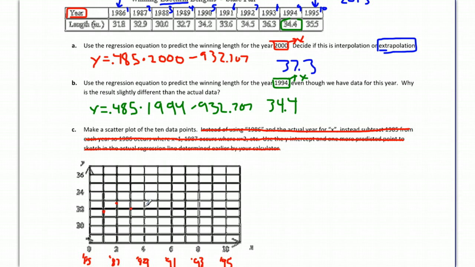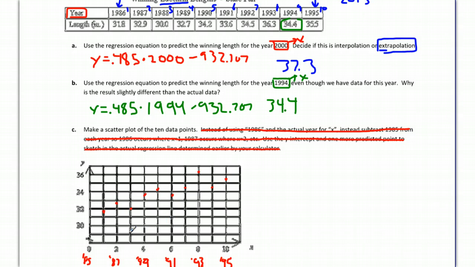30, 32.7, 34.2, 33.6, 34.5 up here, 36.3, that was a big zucchini that year, 34.4, and then our last one in 95 was 35.5, so up here. So you can see an overall trend where they're getting bigger every year, but some years they spike up real high, and other years they drop off the pattern a little bit low.